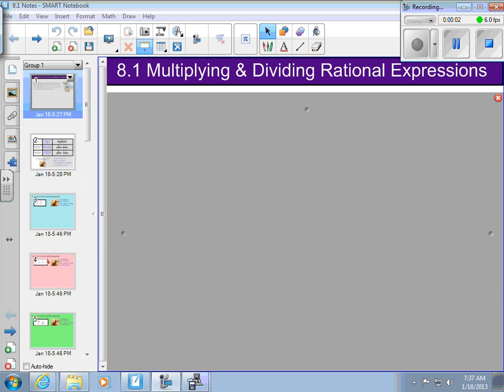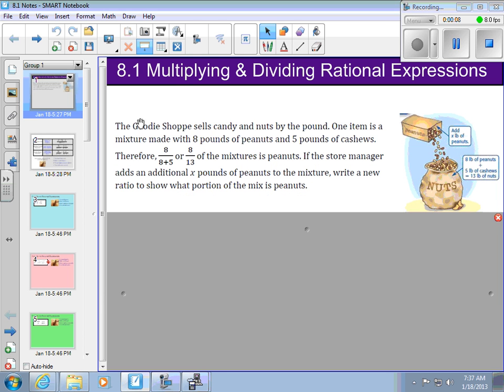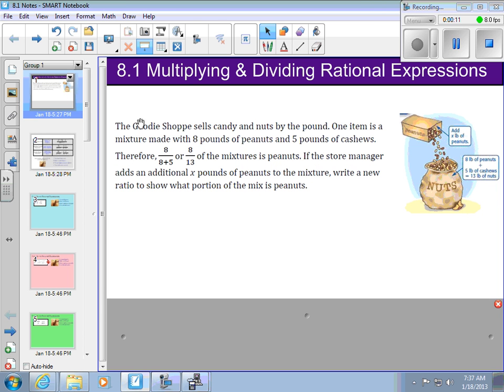Today we're going to start chapter 8. Today we're going to be looking at multiplying and dividing rational expressions. This first example on your note sheet is one where we are going to look at multiplying or dividing one of these.